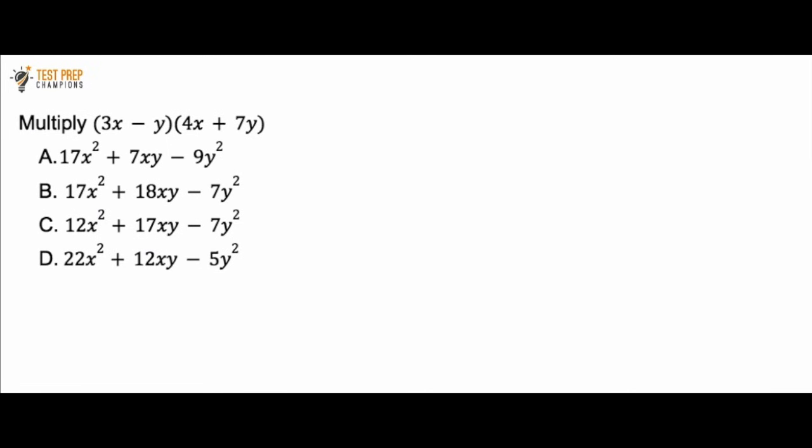Okay, the next question says multiply 3x minus y times 4x plus 7y, and we've got answer choices A, B, C, and D. So let's have you pause the video, give this one a try, and then when you're ready, unpause the video, and we'll go over how to do it. So to get a question like this right, we're going to use what's called the FOIL method, and it stands for first, outer, inner, and last.